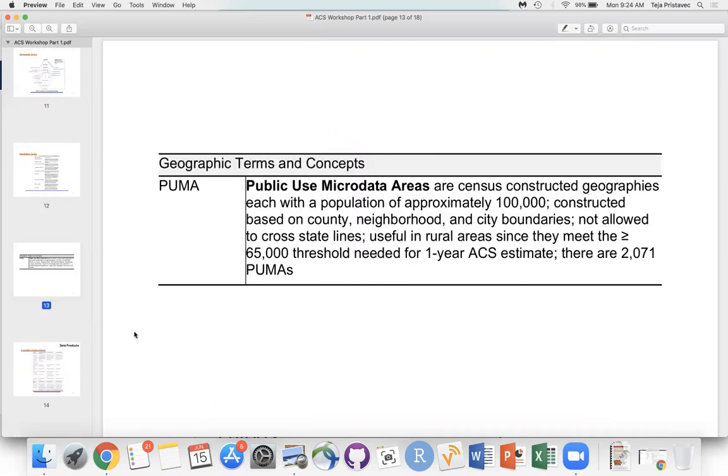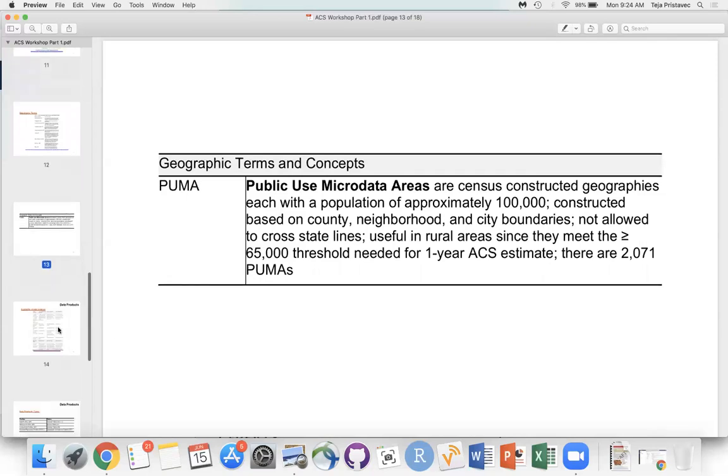Another geography that you haven't seen yet, but I do want to mention, is the public use microdata area. These are geographies that you might want to consider if you're working with a rural area, because it might be easier to get estimates from it. This might not be the most important point right now, but for those who have projects that involve rural data, this is something you might want to consider.